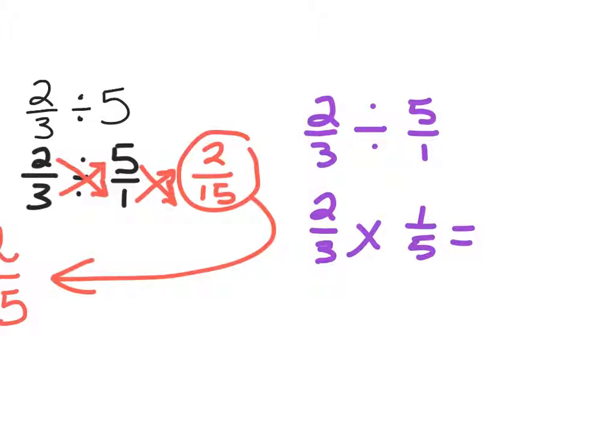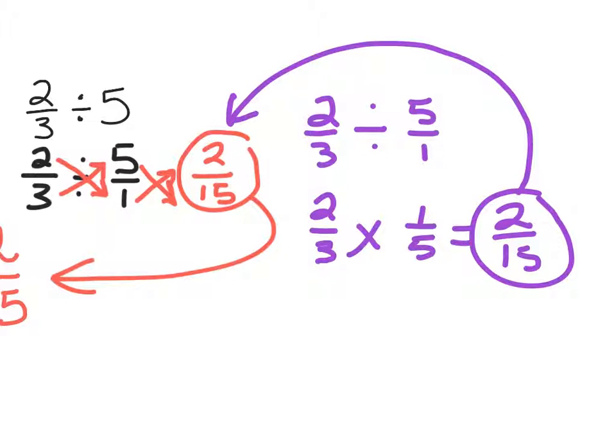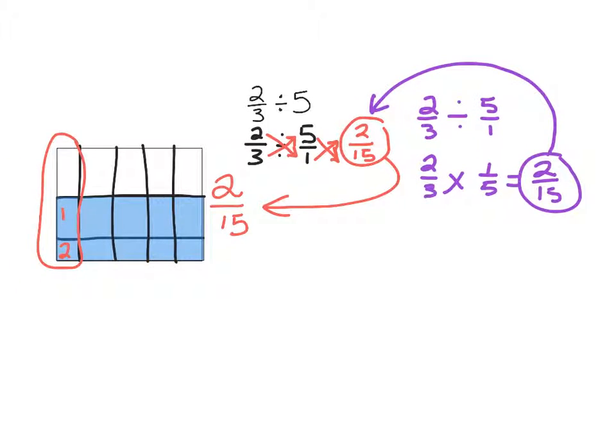And then I just multiply like normal, right? So I'm going to multiply my numerators and then my denominators. 2 times 1 is going to give me 2. And then 3 times 5 will give me 15. And voila, my friends, you see that this is actually the exact same as if you did mountains and valleys. So you can either do mountains and valleys, or you can multiply the reciprocal. Either way, you'll get 2/15, which actually agrees with our mathematical model right there.